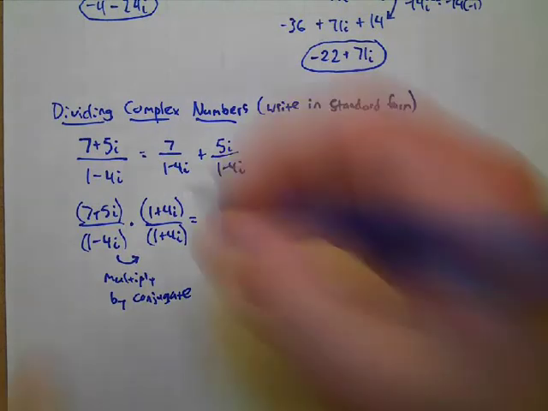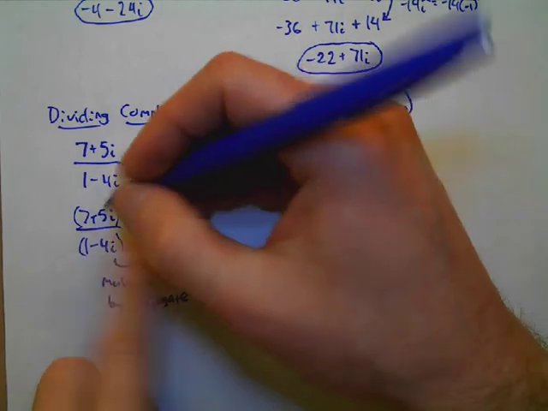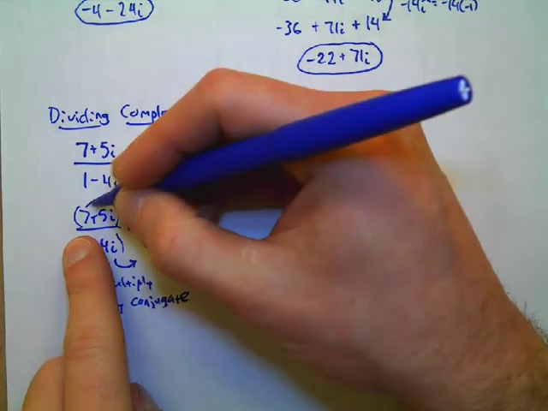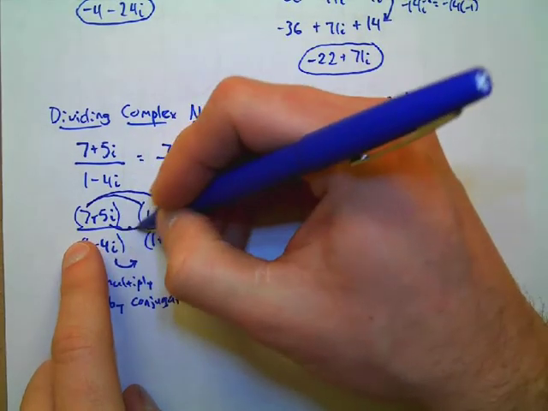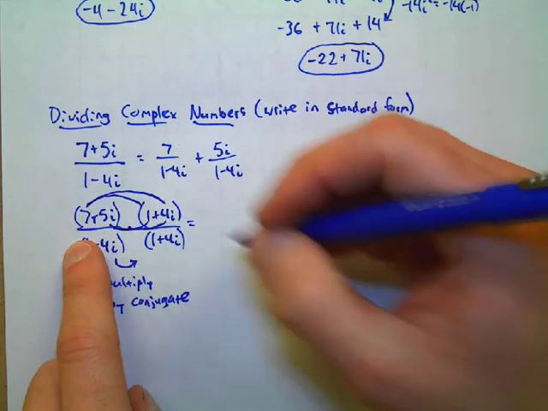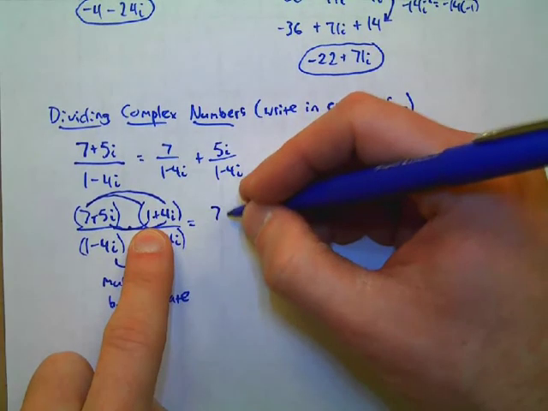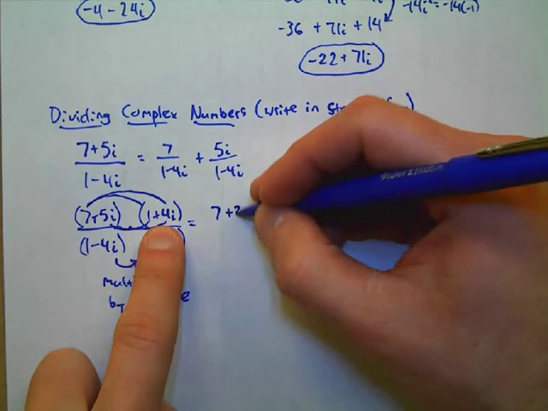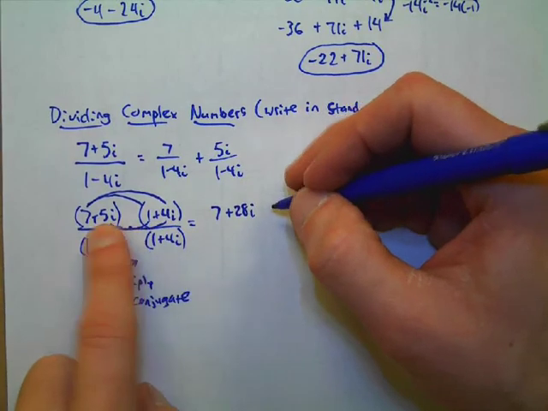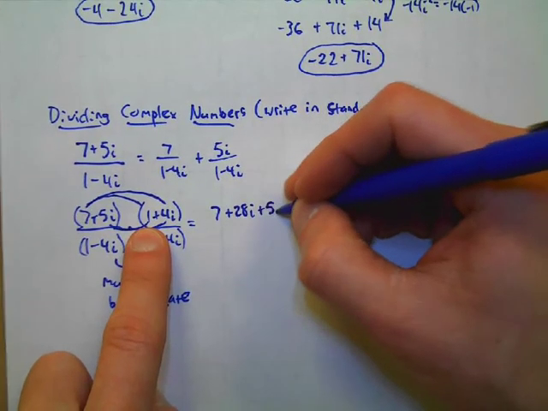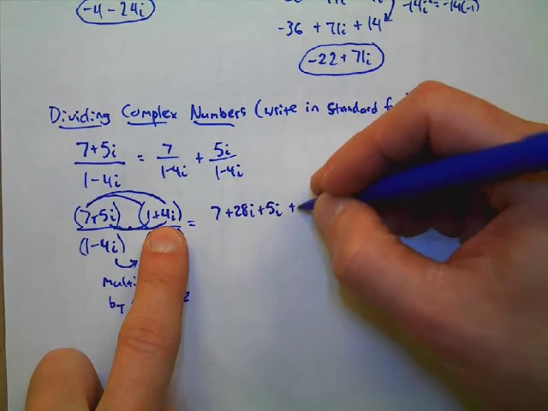It's FOIL, right? So it's going to be 7 times the 1, 7 times the 4i, 5i times the 1, 5i times the 4i. So 7 times 1 is 7. 7 times 4i, 28i. 5i times 1, 5i. 5i times 4i, 20i squared.